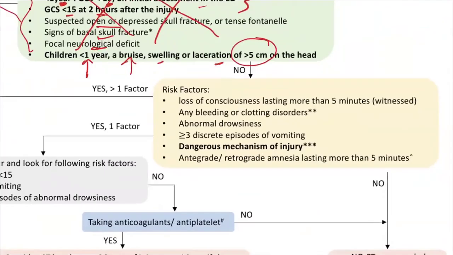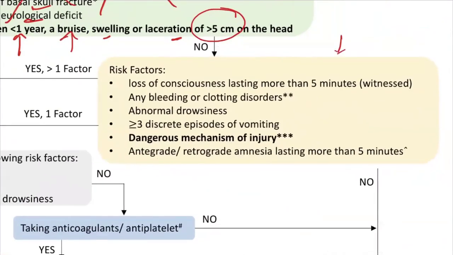Then you will look out for the risk factors, what is present here in the yellow. Any loss of consciousness which lasted more than 5 minutes and has been witnessed by someone. Any bleeding or clotting disorders, what we had discussed previously. Any abnormal drowsiness. What do I mean by abnormal drowsiness? If it is the bedtime of the kid and he is drowsy, that is a normal drowsiness. He was supposed to sleep now, so he is sleeping. If it is not bedtime, he has already slept and woken up, this is not his bedtime, but still he is drowsy, that is an abnormal drowsiness.